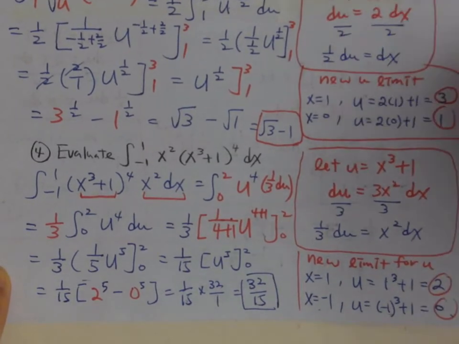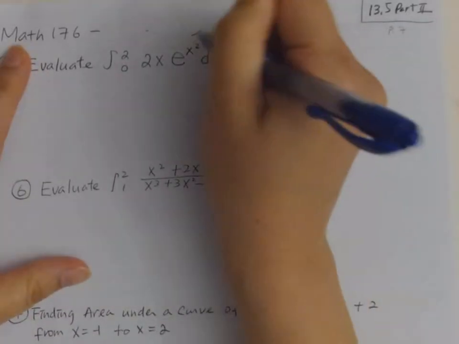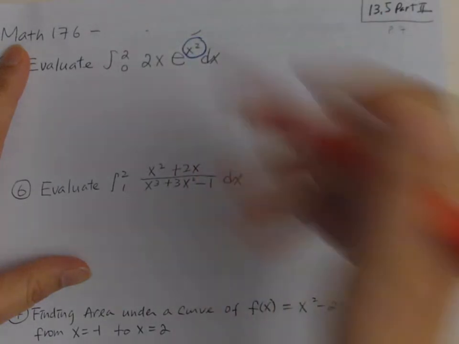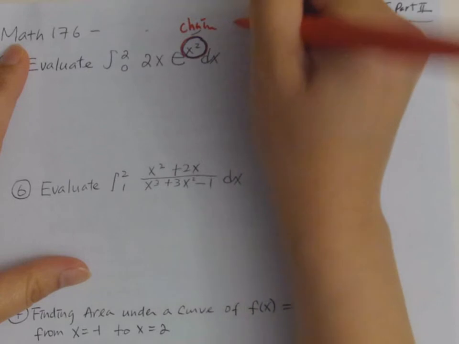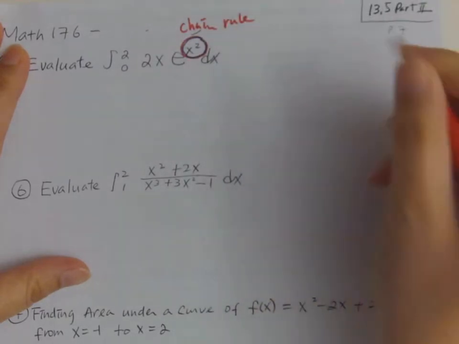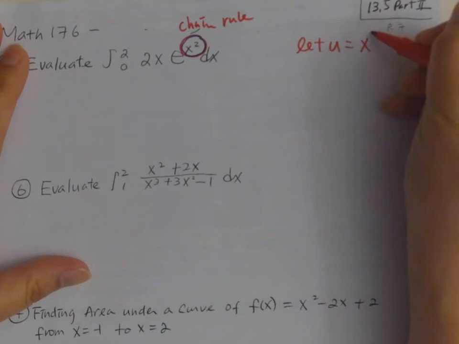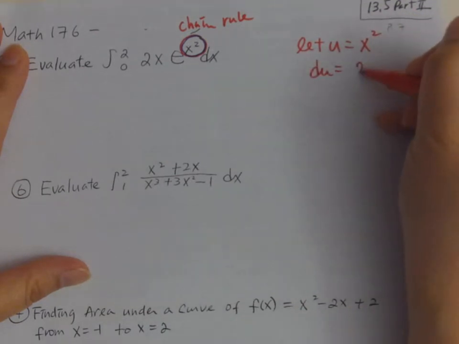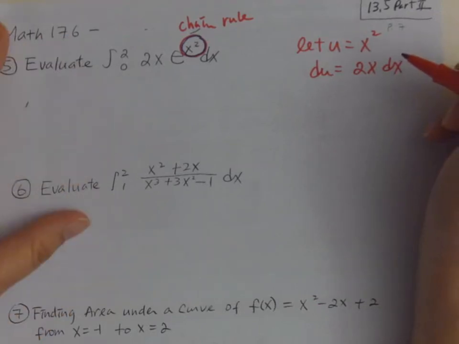Let's do maybe 2 more for this video. So the next one comes with e. So this part is the chain part with the functions. This gives it away as the chain rule for e. So I'm gonna let u equal x squared. So du is going to be 2x dx, right? I have a 2 here, perfect.